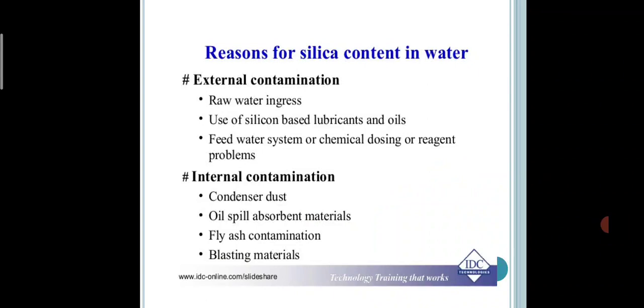Reasons for silica content in water. The external contamination means the raw water ingress, use of silicon-based lubricants and oils, feed water system or chemical dosing or reagent problems. The internal contamination means condenser dust, oil spill absorbent materials, fly ash contamination and blasting materials. These are the external and internal contamination sources of silica.